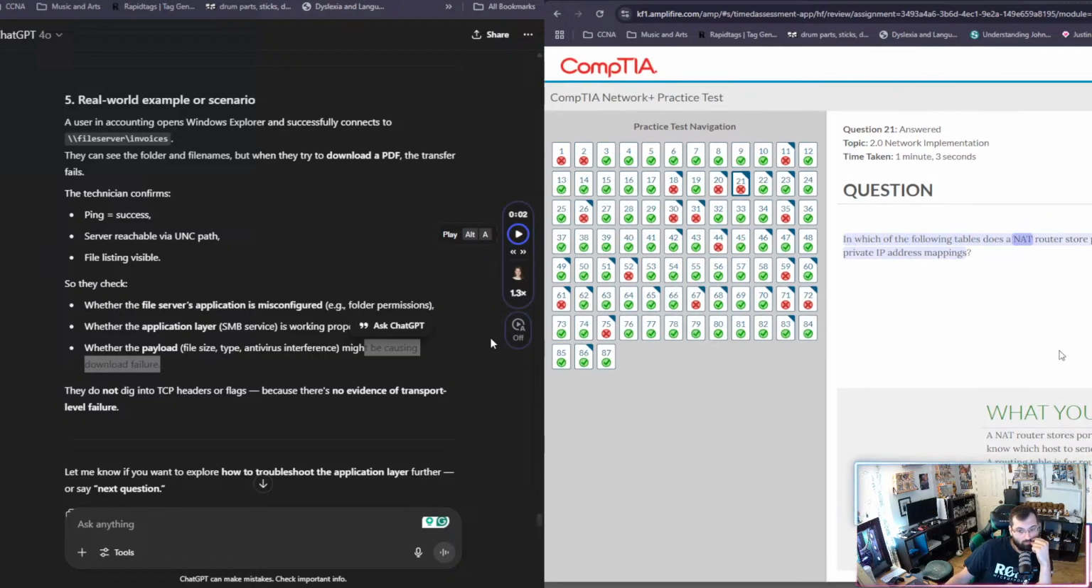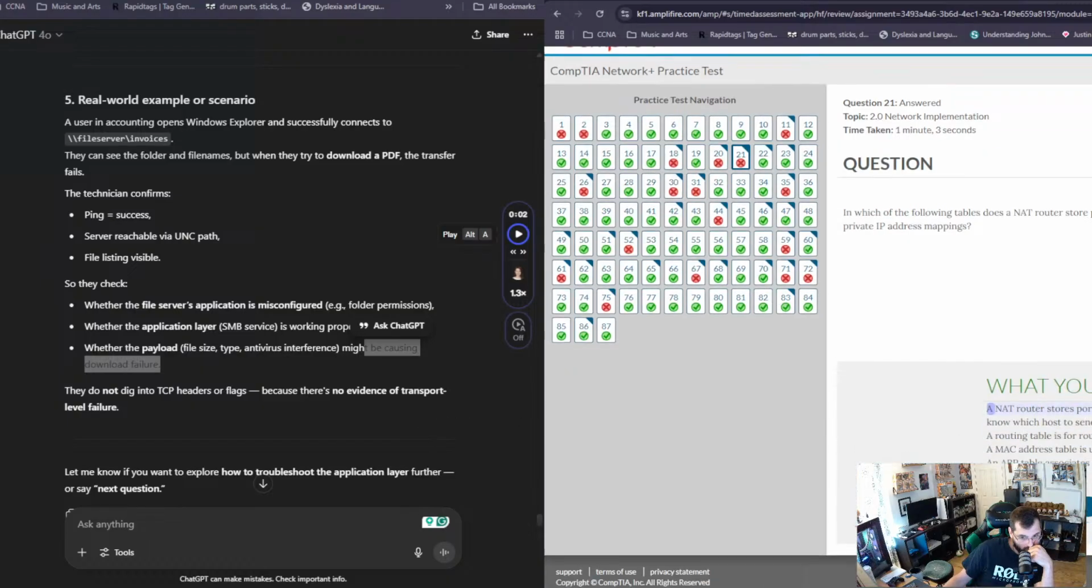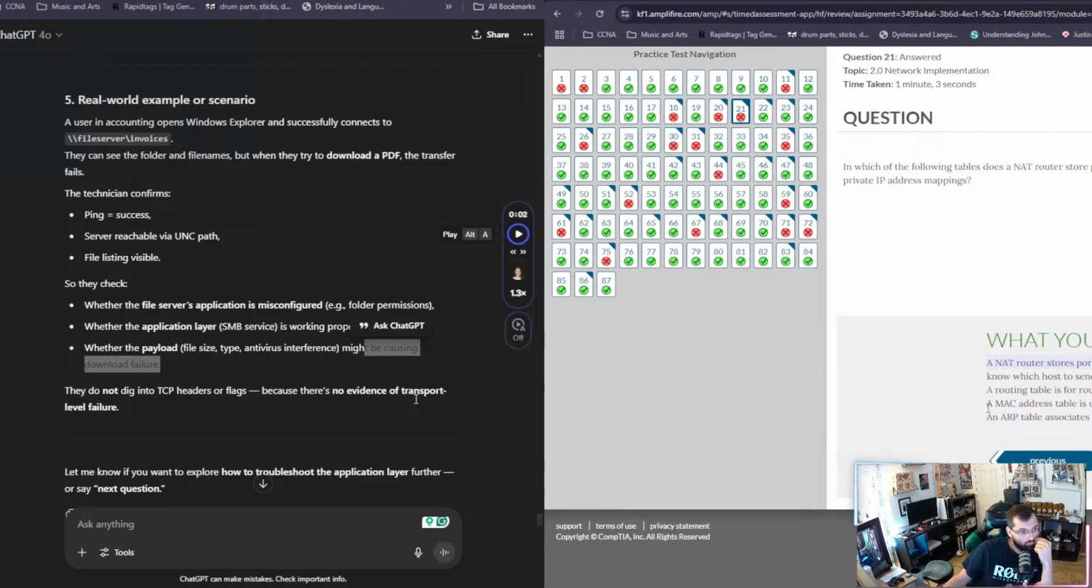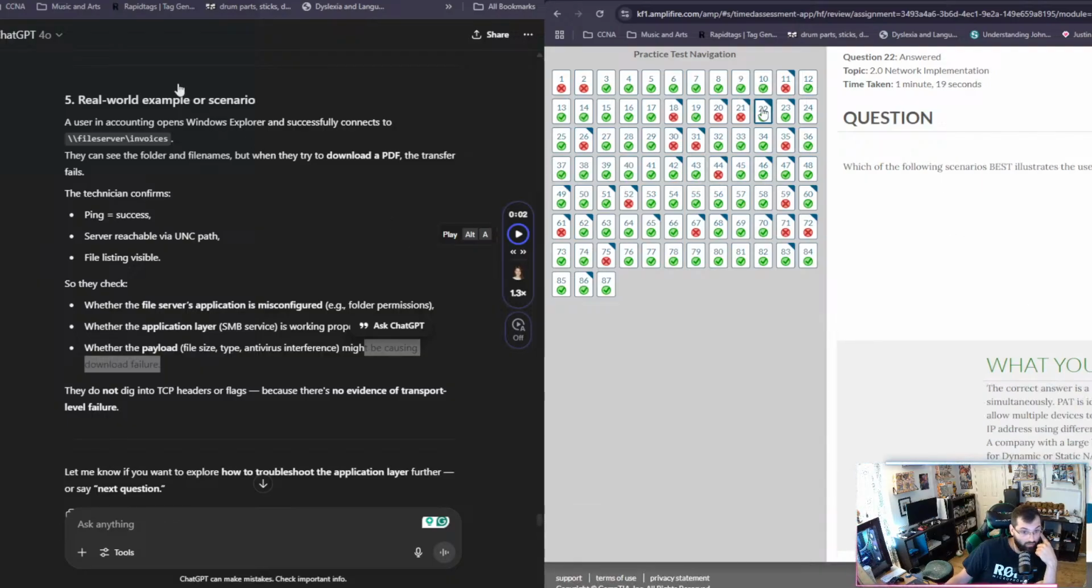In which of the following tables does a NAT router store port numbers and their associated private IP address mappings? Translation table. A NAT router stores port numbers and their associated private IP addresses in a mapping table. NAT uses this table to know which host to send the incoming traffic to. Okay. Routing table is for routing packets from one network to another. I knew it wasn't MAC or ARP. MAC address tables are used by Ethernet switches to know where to forward traffic within the network segment. An ARP table associates MAC addresses. Okay, next.